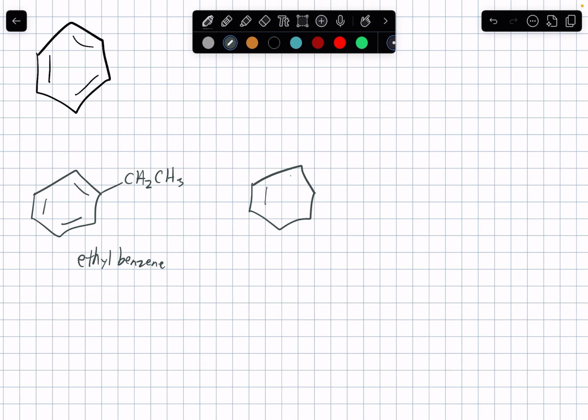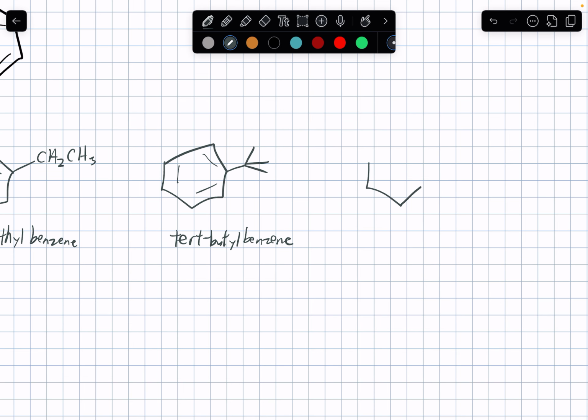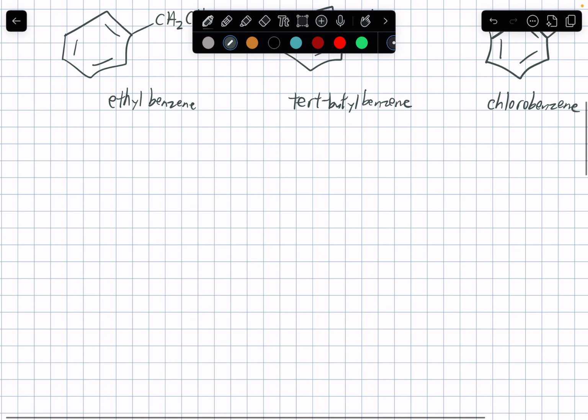Let's have another example. What if we added tert-butyl? So this is going to be called tert-butyl benzene. Okay, another example. So we attached a chlorine atom. This is going to be a chlorobenzene. Okay.